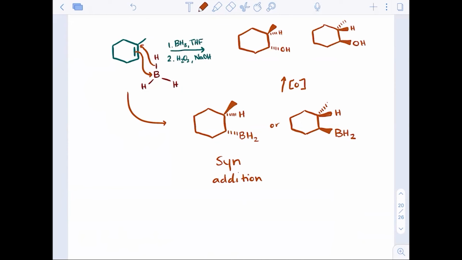So we will always make syn addition products here with hydroboration oxidation. If chiral centers are formed, we form enantiomers, but they will always be that syn addition product where H and OH are added to the same side. So be very clear with that one.